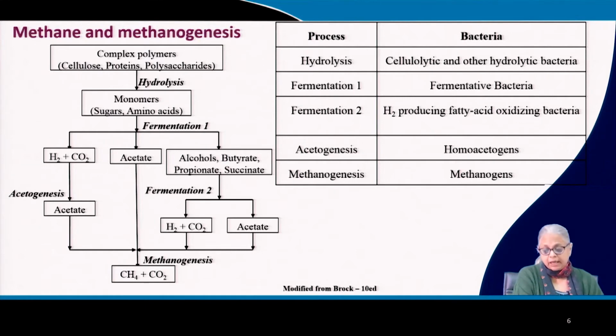Let's take a look at what happens in anaerobic digestion. Those of you who are familiar with wastewater treatment know that the sludge from the activated sludge process or from a trickling filter or any other aerobic wastewater treatment process can be digested further and biogas can be obtained. Now, this biogas is a mixture of methane and CO2. So this is our end product. This is what we call biogas.